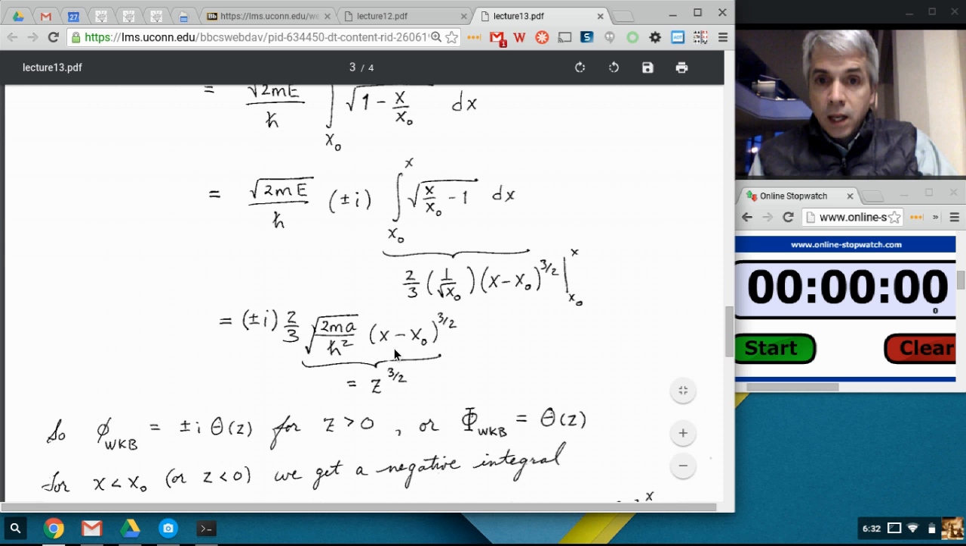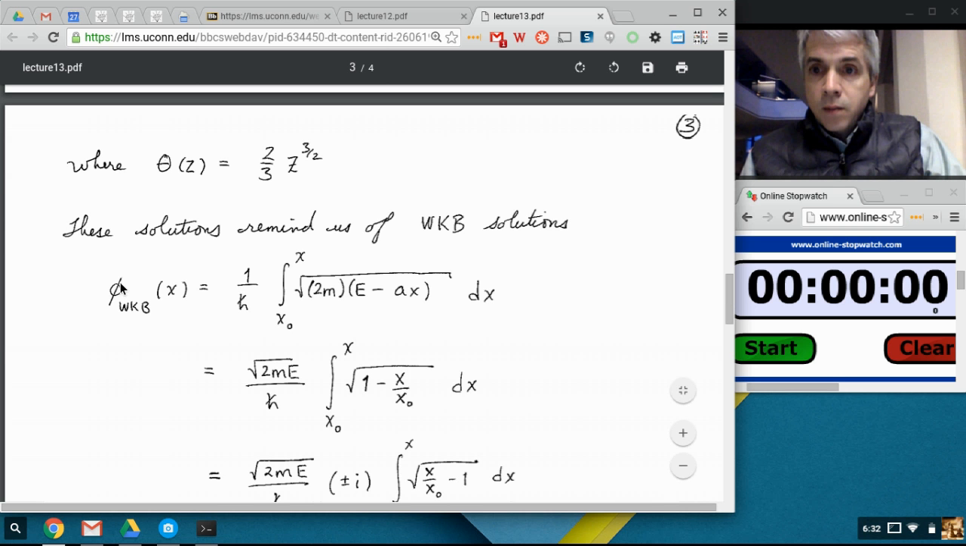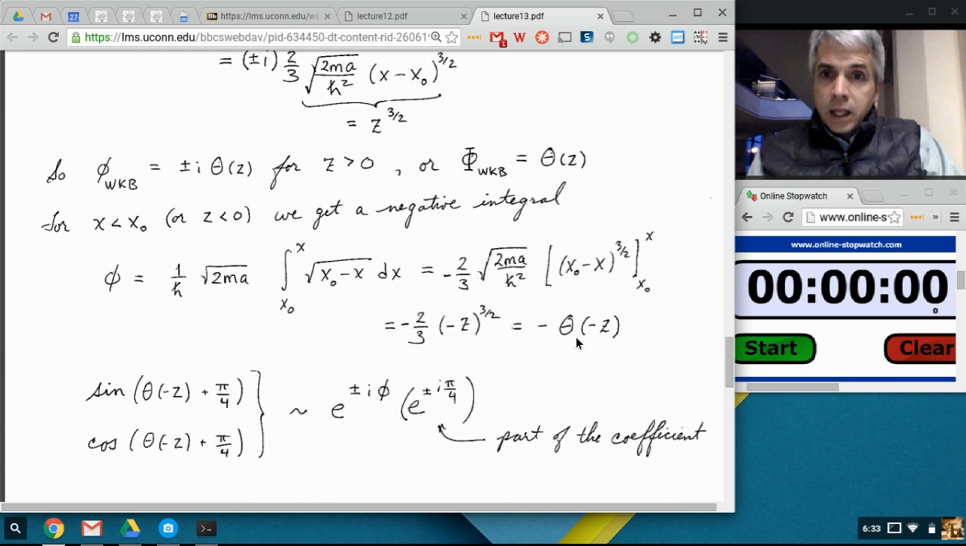So what is this WKB phase? It is 2/3 z to the 3/2 with a factor i pulled out. And notice, 2/3 z to the 3/2, so this theta of z that was so ubiquitous when we were looking at Airy functions is nothing more than the integral of p, known as the WKB phi. Okay, and we've proved that that was true in the regime where you're classically forbidden, where x is greater than x naught. Let's consider the other side.